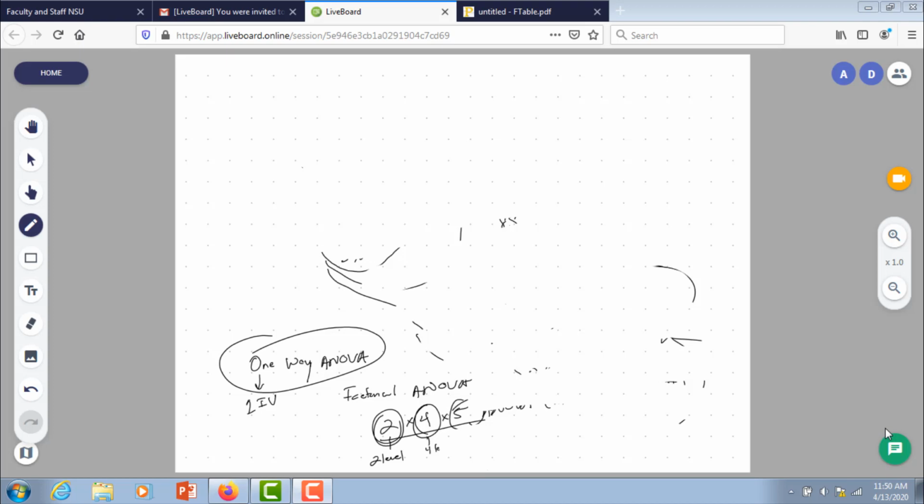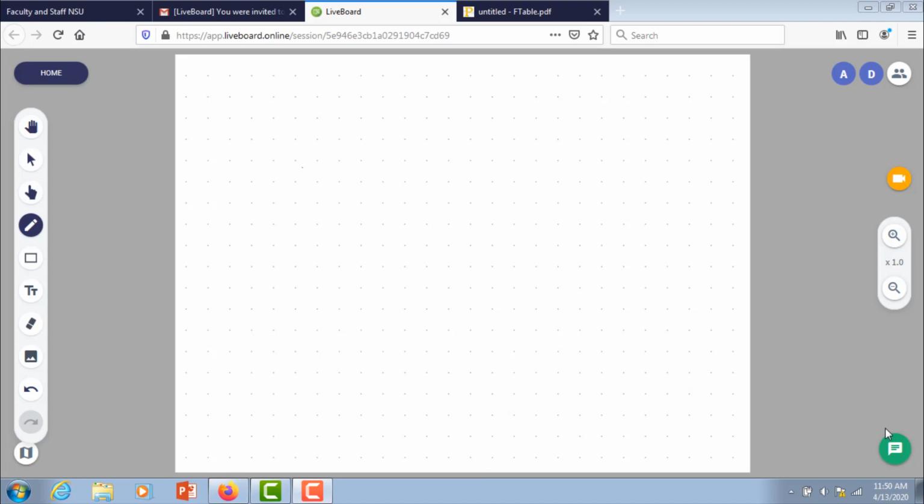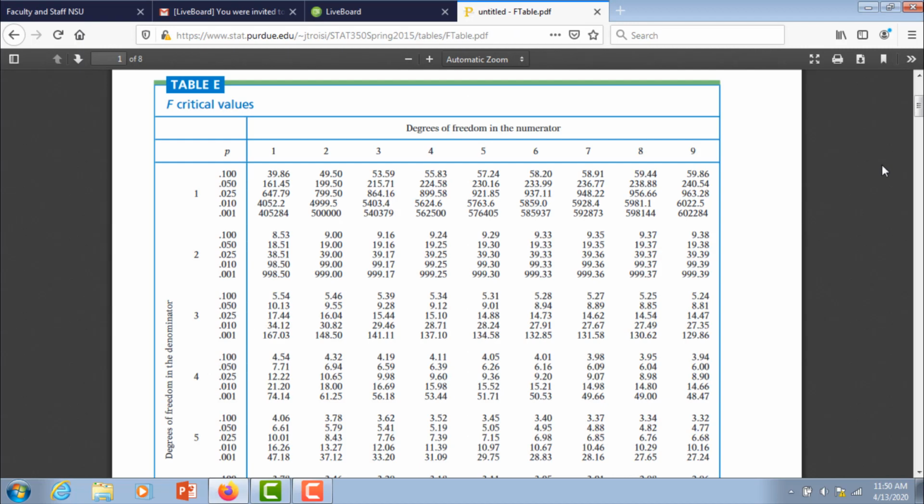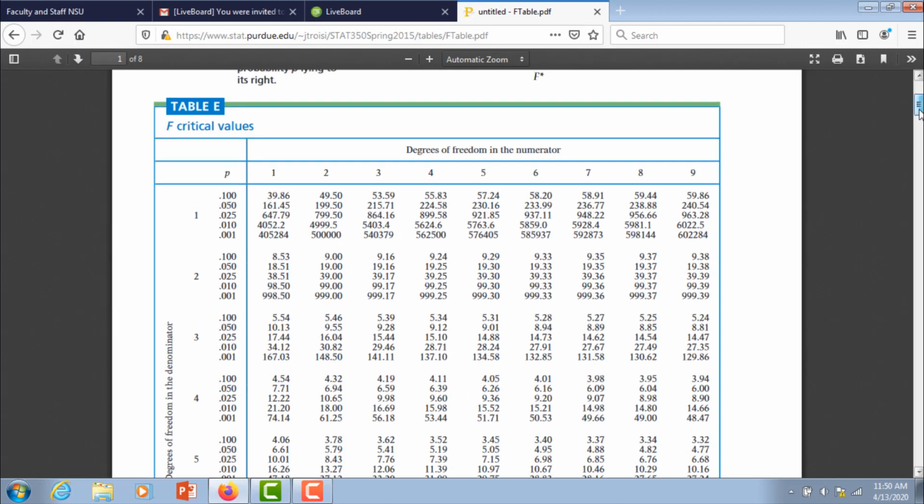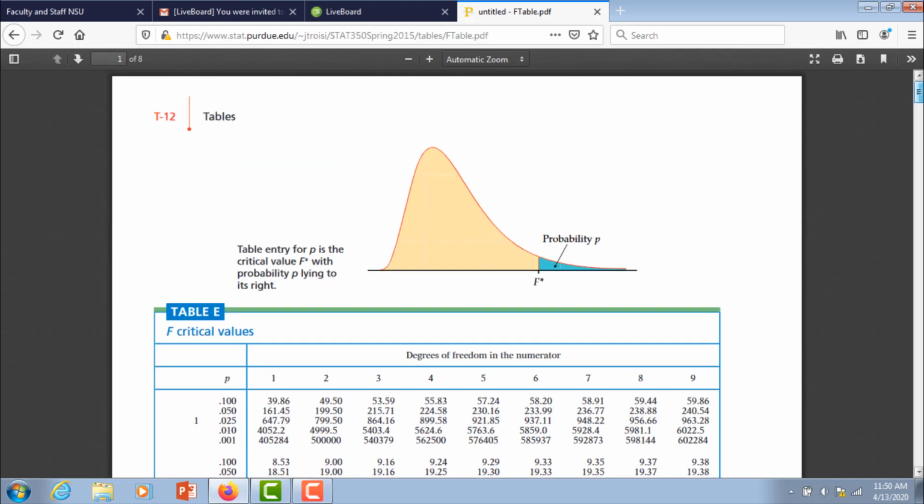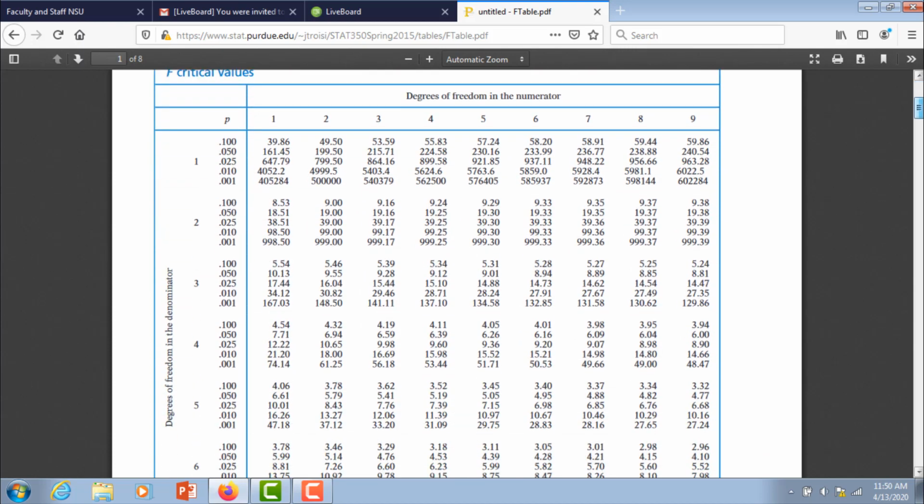So we ended up with an F score of 2.5. Right? And in order to determine significant difference, you would need to go to your F critical table. You will find this at the end of your textbook. You can also find a plethora of F tables online. I'm just going to switch over to my internet web browser that already has an F critical value table up.